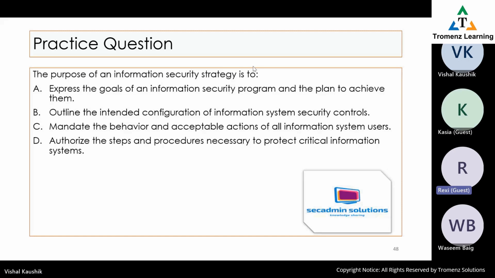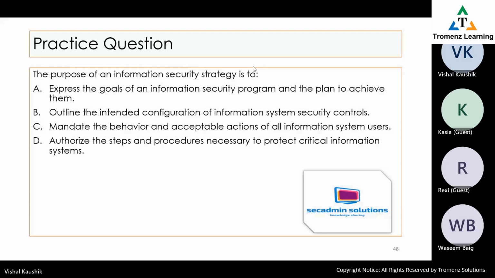I think I'll stick to A, express the goals of an information security program and the plan to achieve them, which sounds like a strategy. Okay, exactly. The correct answer is A. The purpose of an information security strategy is to express the goals of an information security program and the plan to achieve them.